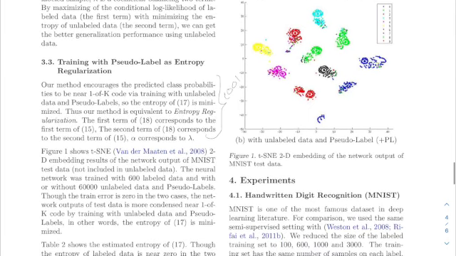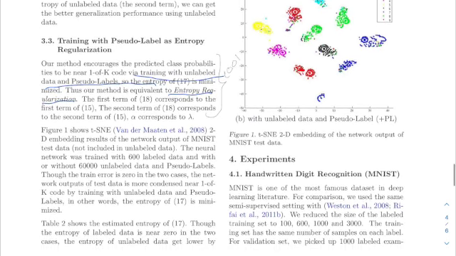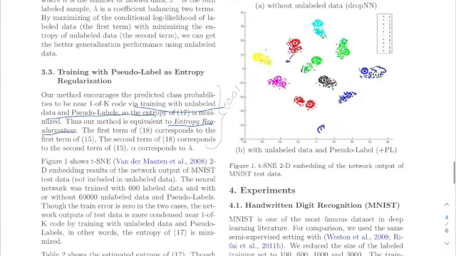So then he does training with pseudo-labels as entropy regularization, meaning using alpha. He explained how he does this method. He said he predicts the probability of 1-of-K code via training with labeled and pseudo-labeled data simultaneously. So this is very important. This model is being trained with pseudo-labels and labeled data. The pseudo-labels are the ones obtained from the model. And then he says again that the method is equivalent to entropy regularization, which we already noticed.